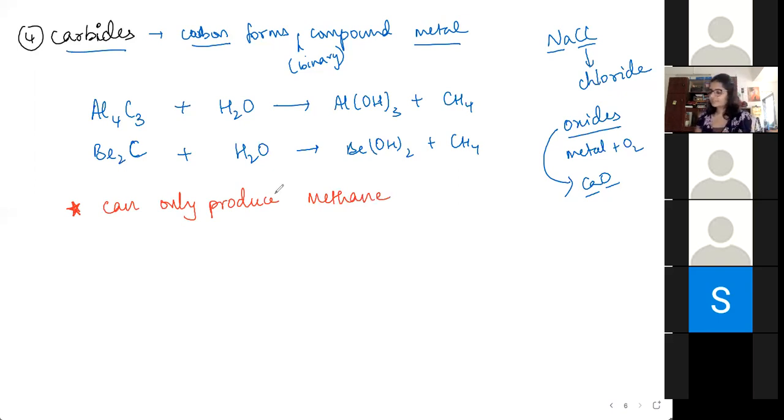So you have some reactions where you can't produce methane, like Wood's reaction. So this is going to produce only methane. The reason is that, like in carbides, you don't have carbon linking up to form a long chain. So each carbon is like an independent carbon molecule. Hydrogen joins up to it and you get methane.